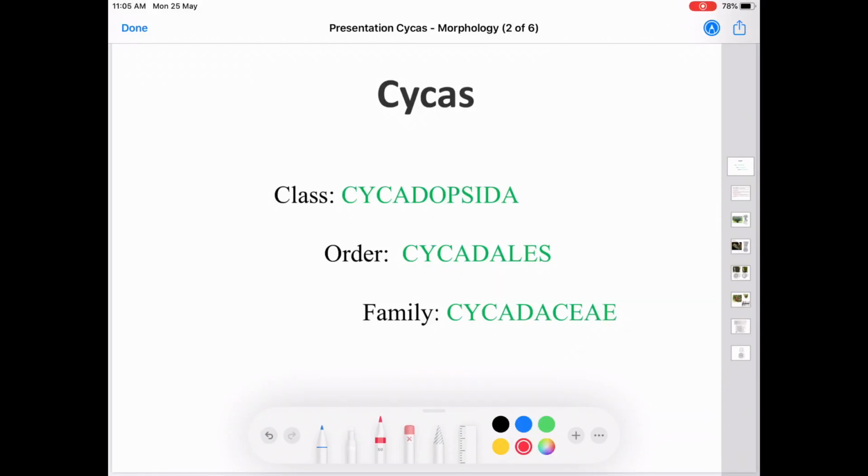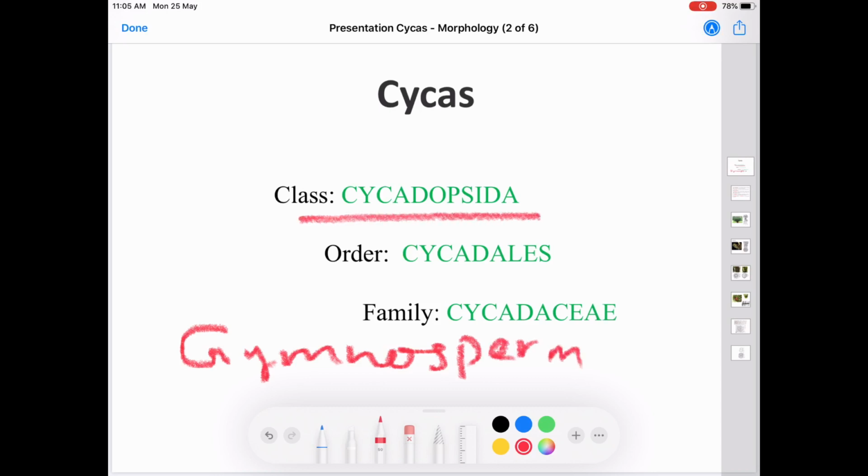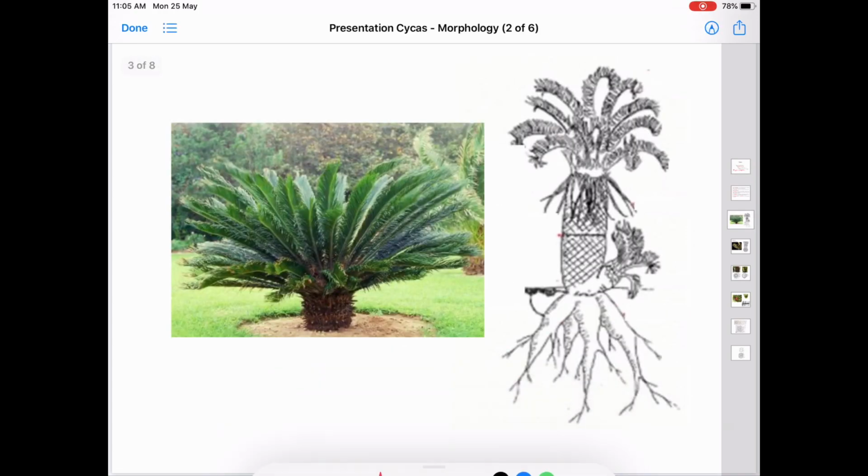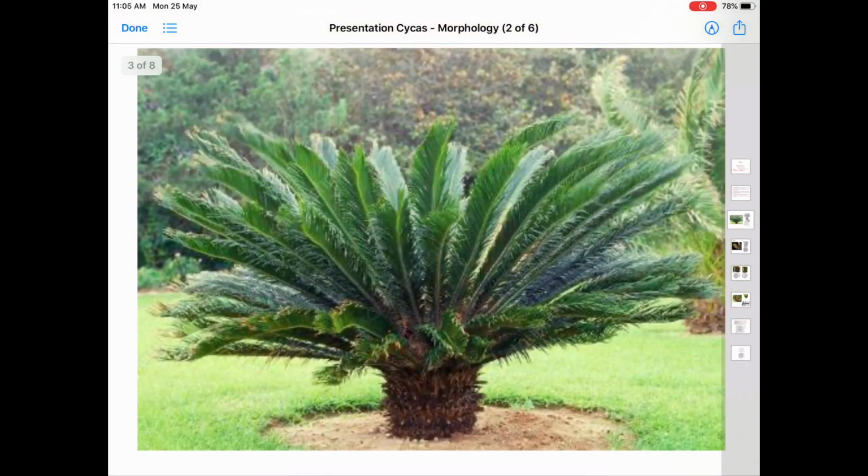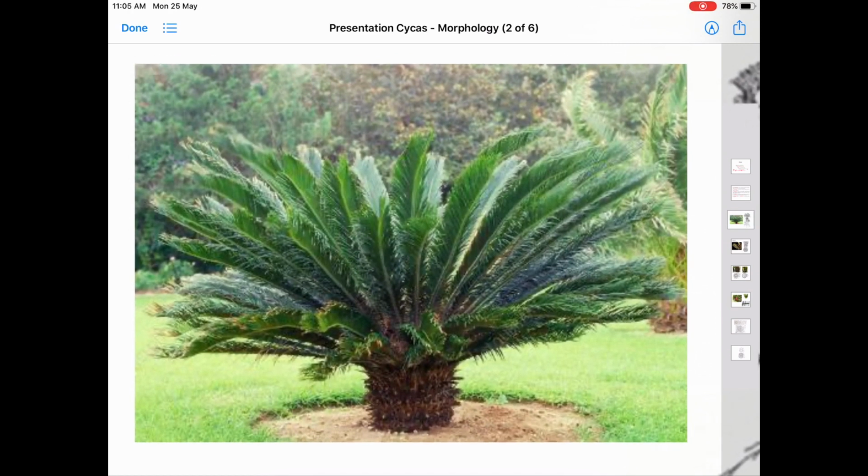Hi all, today I am talking about the morphological and anatomical features of a gymnosperm, Cycas. The systematic position is class Cycadopsida, order Cycadales and the family Cycadaceae. The genus is Cycas. You might have noticed palm-like trees in gardens, and this belongs to the Cycas.